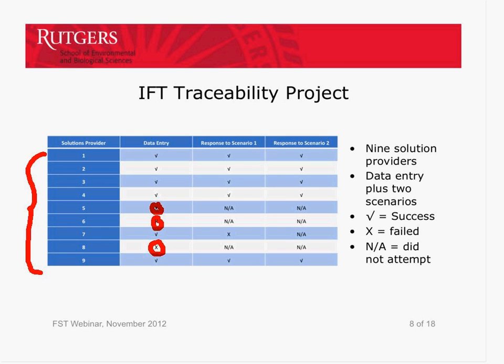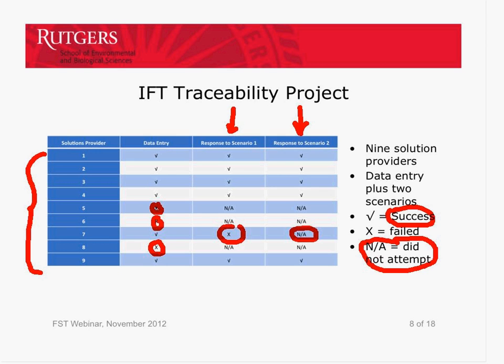So what happened was, out of these 9 companies, 3 of them immediately washed out because they couldn't handle the data set that he had sent to them. And he challenged them with 2 different scenarios, where there was an outbreak or there was a recall, and looked to see what their technology could do. If there's a checkbox here, it means that the company succeeded. If there was an X, as I said, it means that they failed. Also, interestingly, here's a company that failed in response to scenario 1, and then obviously didn't even attempt scenario 2.